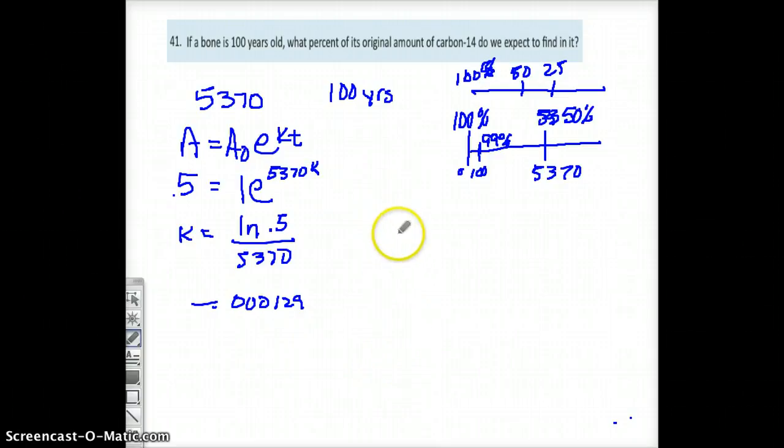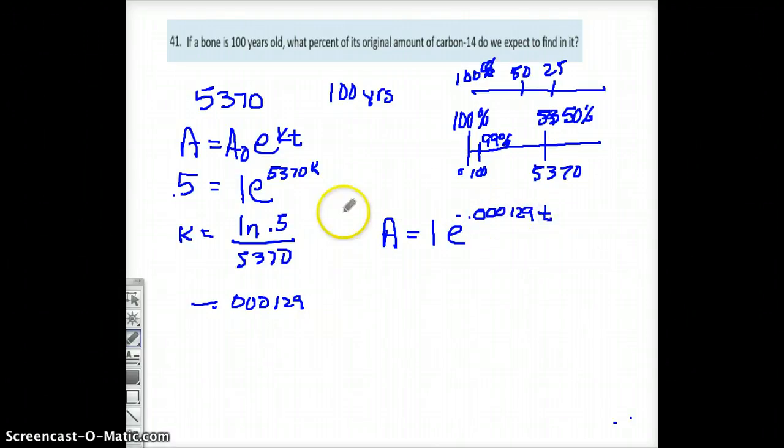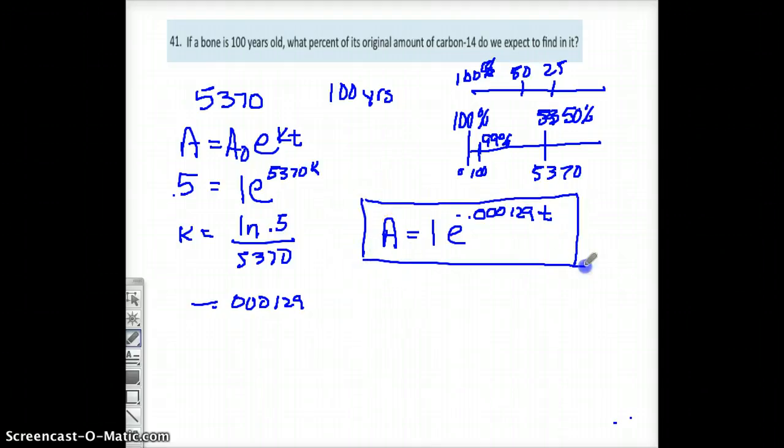Now let's go back to our model. Our model is the amount of something, what we started with, 100%, times e to the kt. So it's going to be negative 0.000129 times time. There's our model. And the question said, how much is left in 100 years? What are we going to plug in for t? We're going to plug in 100.